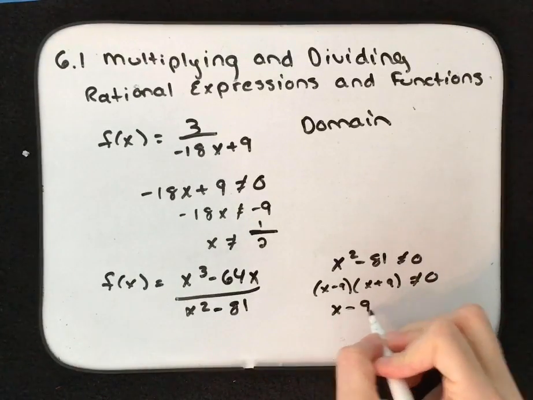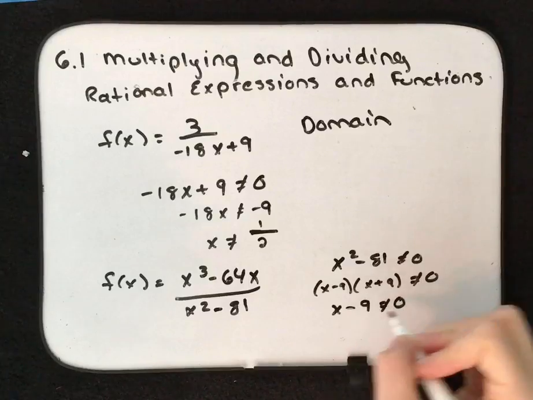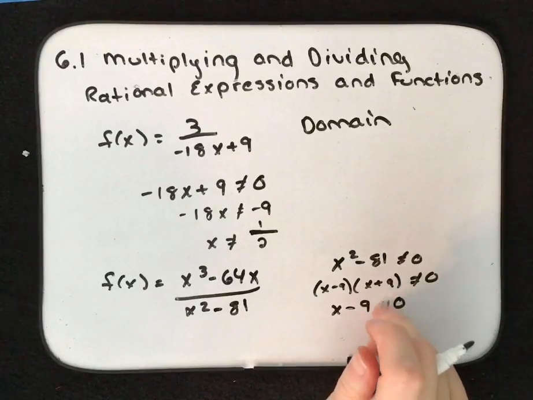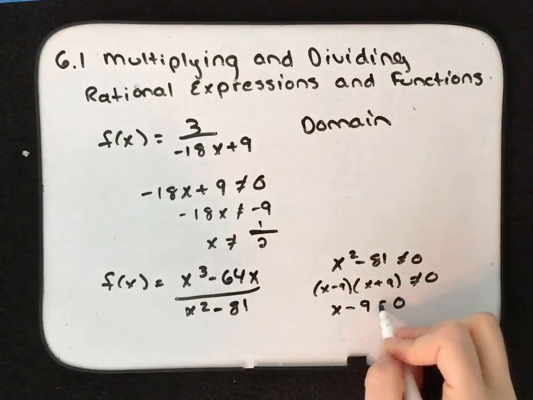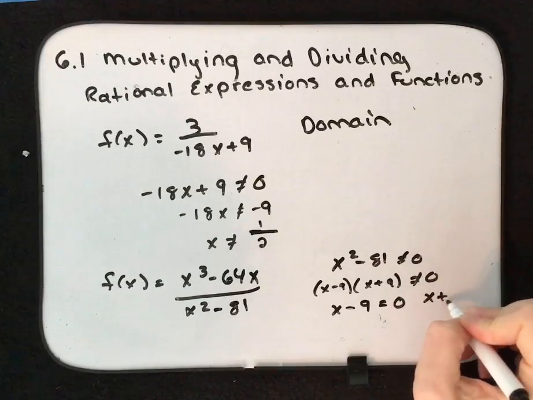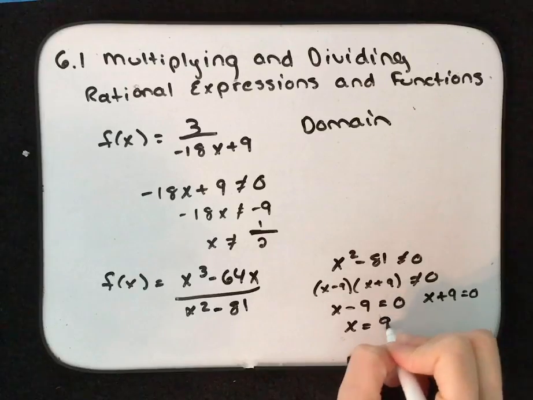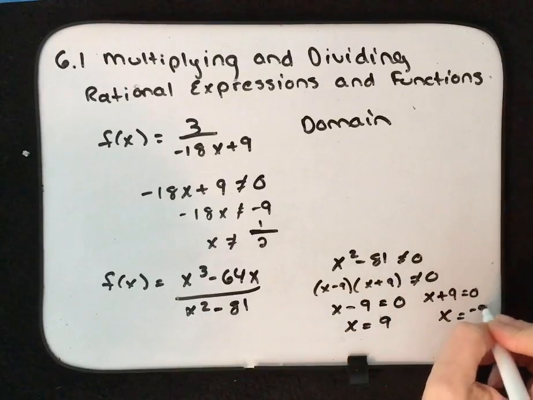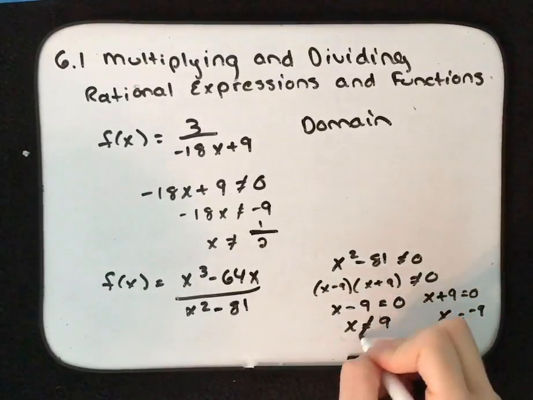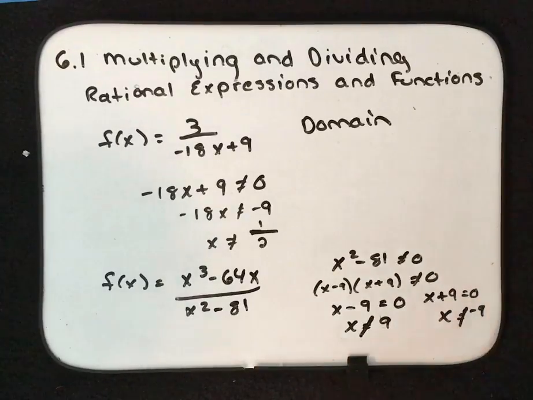Let's do our intermediate step here. It means that x minus 9, we don't want that to be 0. So let's solve it for where it is, and then we'll look at all the other cases. Same thing with x plus 9. So here we get x equals 9. Here we get x equals negative 9. So our restrictions are we do not want x to be 9, and we do not want x to be negative 9, because if we substitute those in, we'll get division by 0 in the denominator.